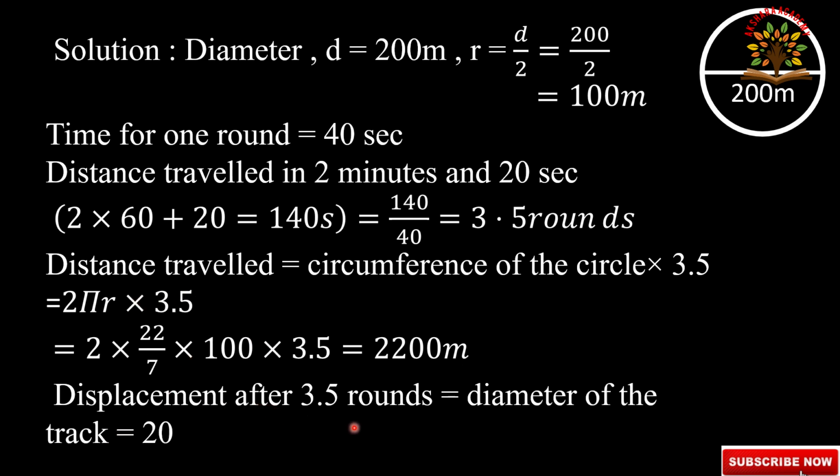Displacement after 3.5 rounds is equal to diameter of the track, that is equal to 200 meters. Go to the next one.